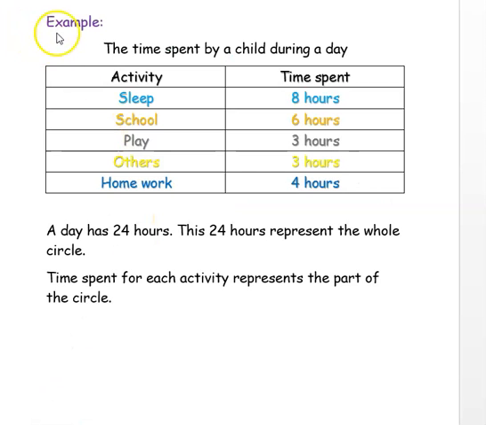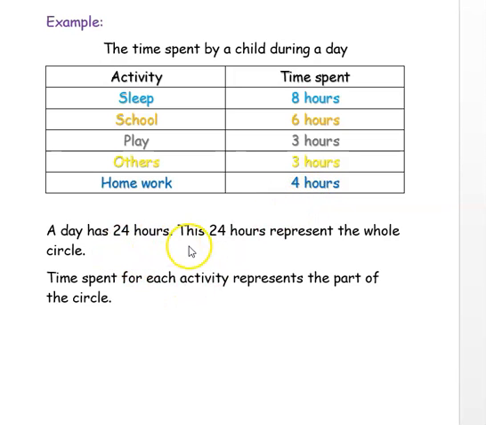Now let's see that in detail with an example. So the question is the time spent by a child during a day. The time spent for different activities by a child during the whole day is given in this table. So sleeping 8 hours, school 6 hours, play 3 hours, others 3 hours, homework 4 hours. These are all the activities done by a child in 24 hours, that is in a day. So that is 8 hours, 6 hours, 3 hours, 3 hours, 4 hours.